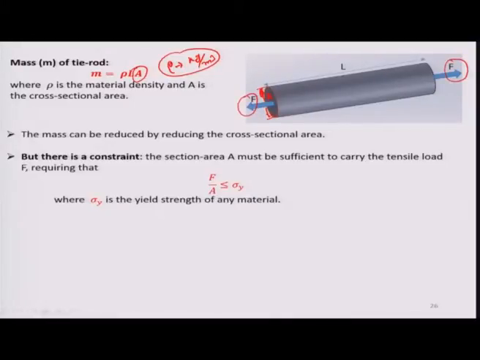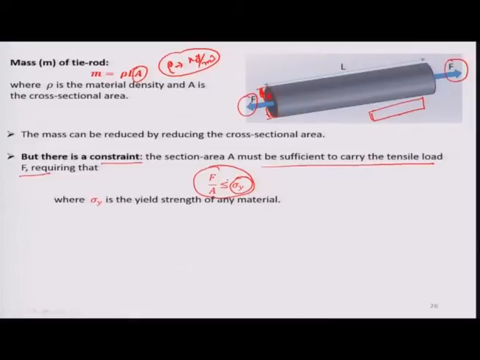The section area must be sufficient to carry the tensile load F, because here one constraint is that you are applying an axial load F. So, if you reduce the cross section of your tie rod, it will get thinner and the load carrying capacity will get reduced. So, what is the constraint? The section area must be sufficient to carry the tensile load F, requiring that F by A is less than or equal to sigma y. Sigma y is the yield strength of the material. We discussed in an earlier module what the yield strength is.